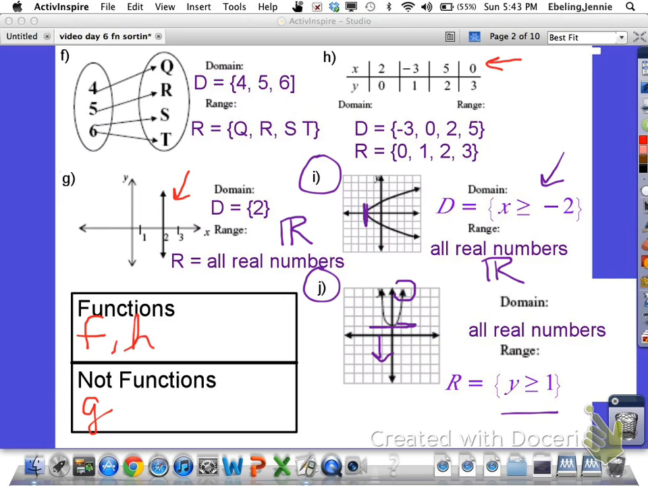I, well, if I put a vertical line on here, the vertical line test, it does not pass it because it goes through that vertical line more than once, so that is not a function. And J, is that a function? That is a function because if the domain is all real numbers, it can be any number and they're not going to repeat, so J is also a function.